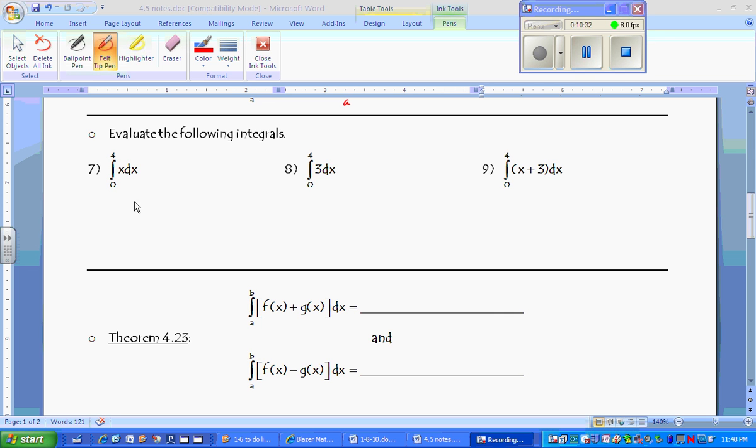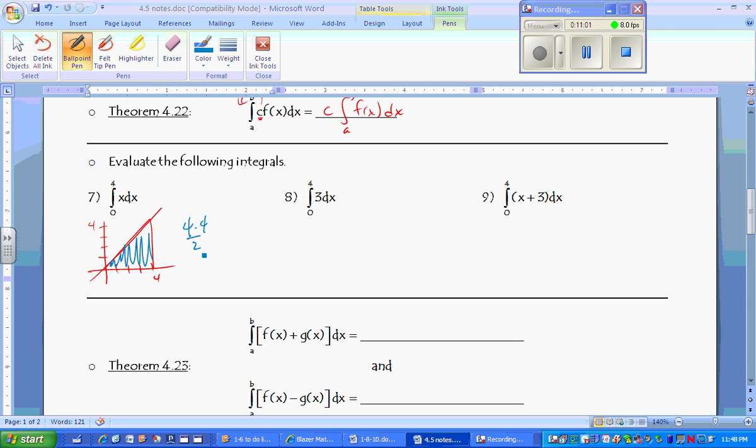Alright, let's take a look. Each one of these is a definite integral from 0 to 4. First one is just x. So from 0 to 4, we just end up with a triangle. Right? We have our line y equals x, going from 0 to 4. So just looking at this area, we have 4 times 4 divided by 2. So we get an area of 8.